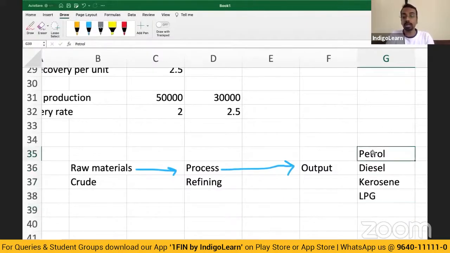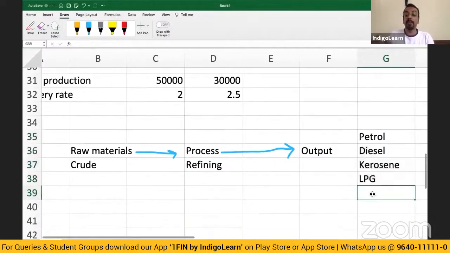So these products are called joint products. Why are they called joint products? Because they are consciously produced and each of them has significant value. These are called joint products. Byproducts are incidental products like scrap.